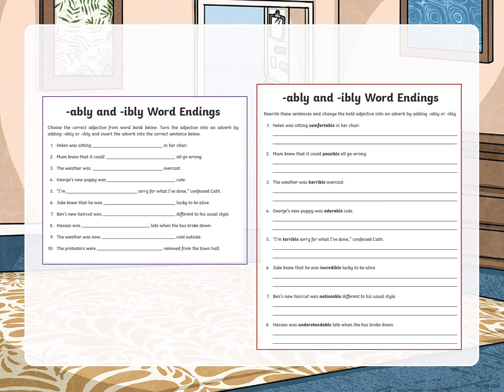Okay, so this is purple group and red group's tasks for today. I will attach the tasks for the rest of the week on the next slide. So if you're in purple group, you're going to choose the correct adjective from the word bank, which will be below. It's not on this one, but it is below on the actual sheet that I will attach to Teams. And turn the adjective into an adverb by adding the ably or ibly endings that we've been looking at today.